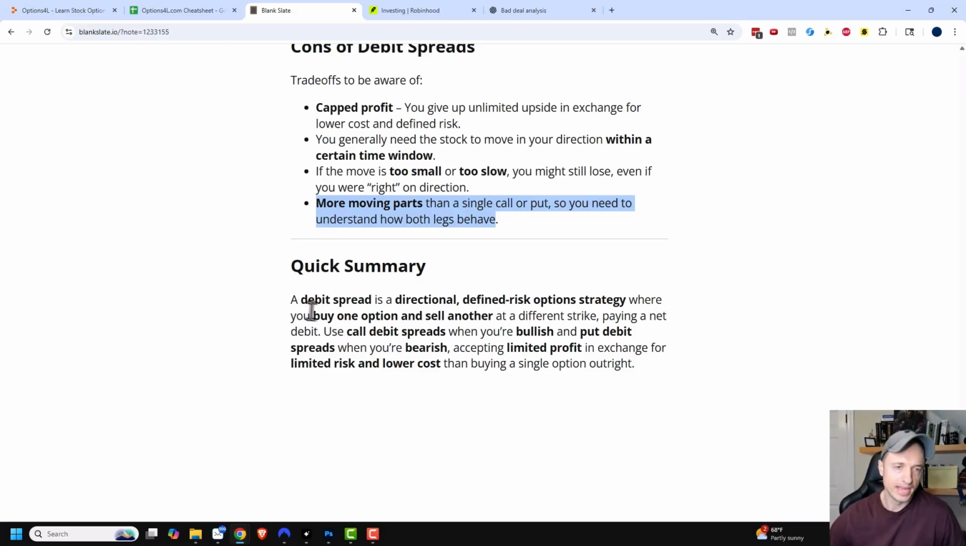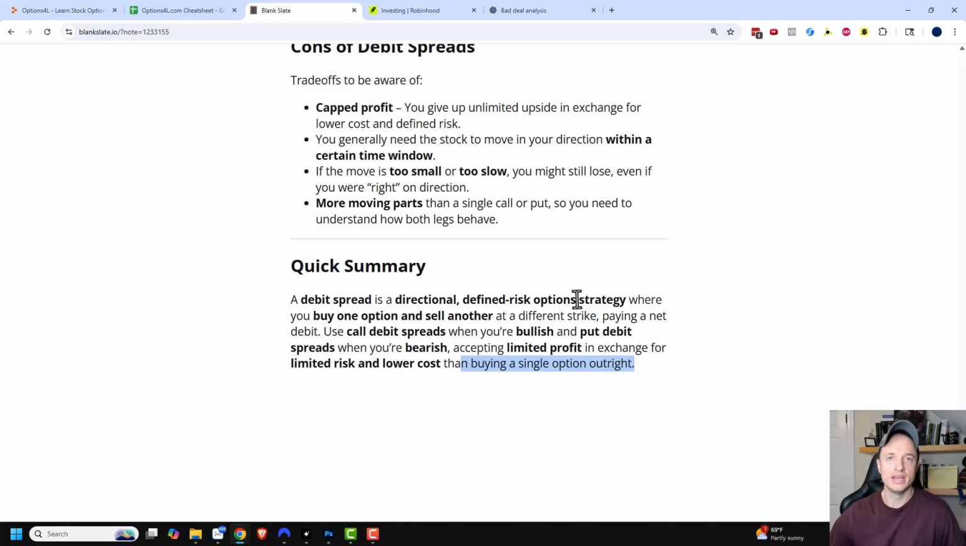Real quick summary: a debit spread is a directional, defined risk option strategy where you buy one option and sell another at a different strike, paying a net debit. Use call debit spreads when you are bullish and put debit spreads when you are bearish, accepting limited profit in exchange for limited risk and lower costs than buying a single option outright.